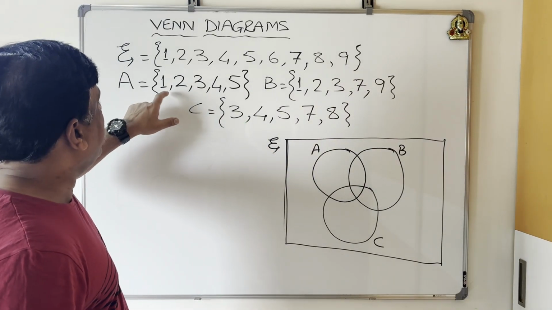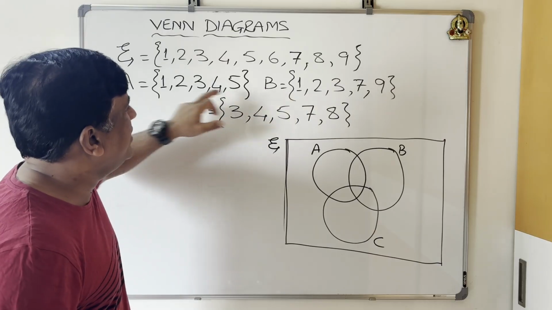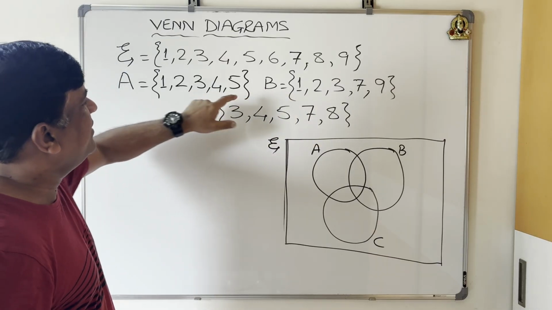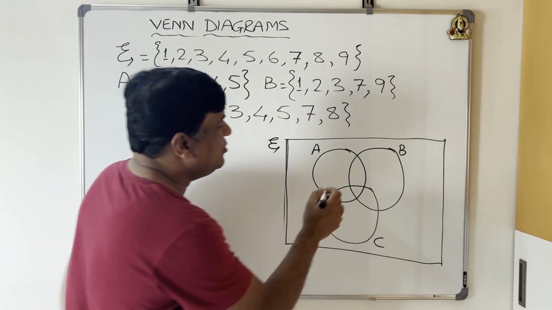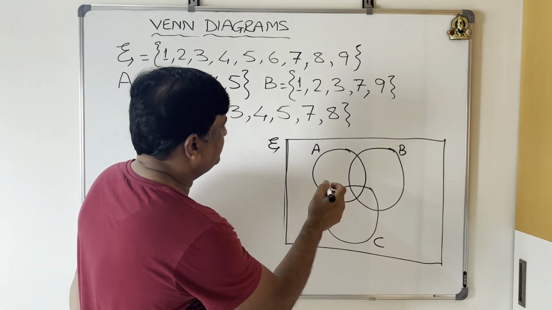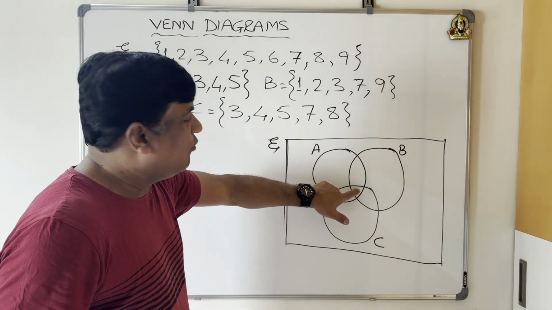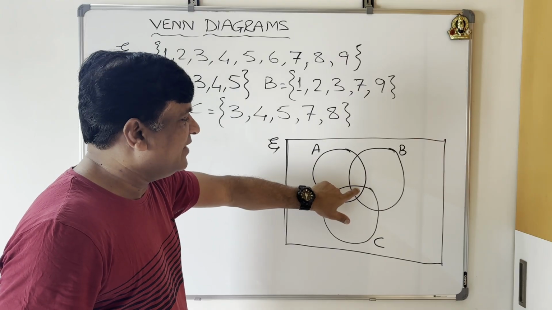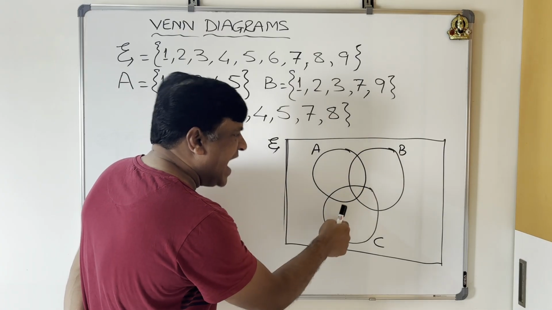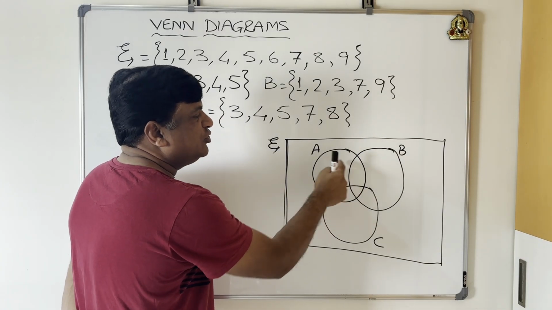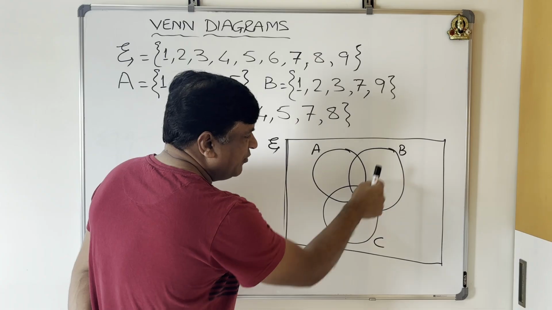The first thing you need to do when populating is to look at the common items between two sets. What are the common items between A and B? It's 1, 2, 3. So 1, 2, 3 will come here. Even before going there, what is this area over here? This is the common portion of A, B and C together. This is the common portion of A and B.